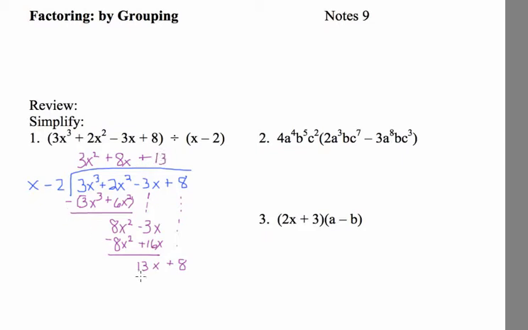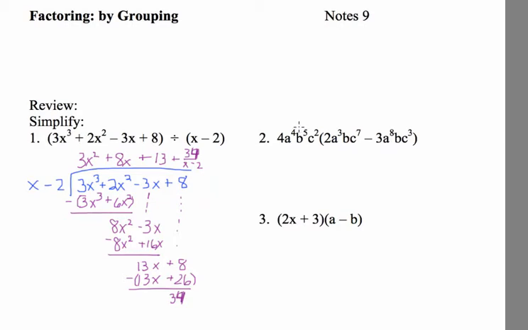Then multiply. 13x minus 26. Then subtract, so this will turn positive. So that's plus 34. That's a 4, sorry. So I get plus 34 over x minus 2. There's my answer.